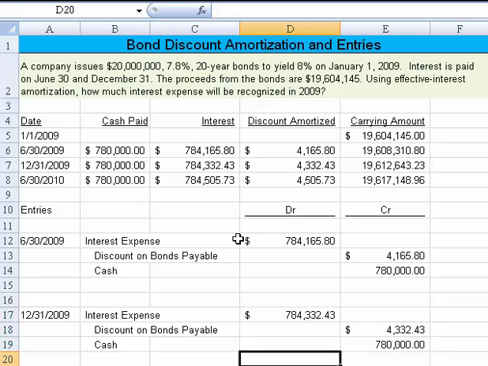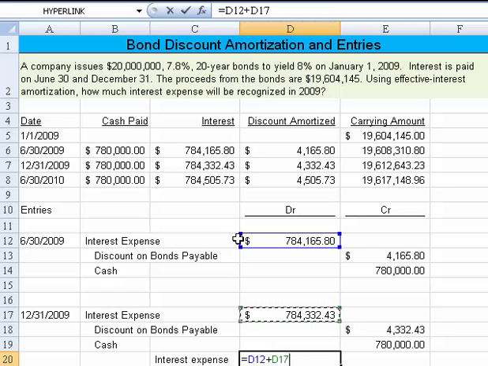And then the final answer to the question is how much interest expense was recognized for the year, and I'll just jot it in right here. All you would have to do then is grab these two amounts here to figure out how much interest expense was for the total year. And it comes to be $1,568,498.23. And that is this problem, everyone. Thank you.